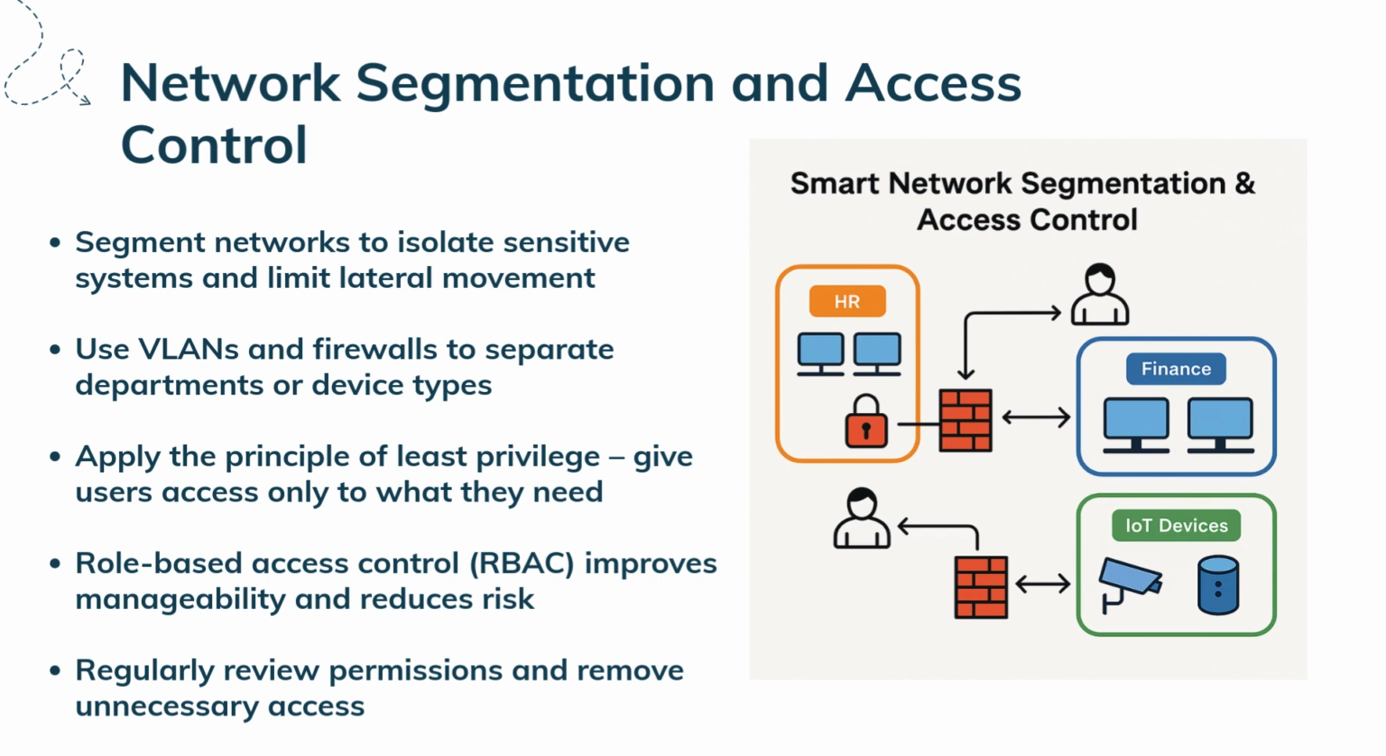Then there's access control. The best practice is to follow the principle of least privilege. That means giving people access only to the systems and data they need to do their job, and nothing else. Using role-based access control makes it easier to manage this across teams. And don't forget, permissions should be reviewed regularly. Access needs change, and outdated privileges can lead to security gaps. When you combine smart segmentation with tight access control, you dramatically reduce the risk of breaches and data exposure.